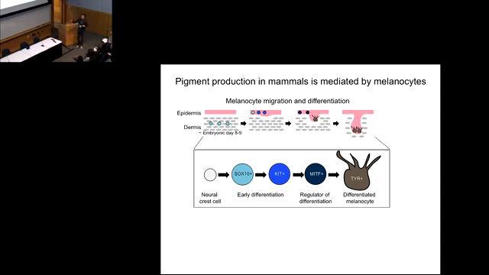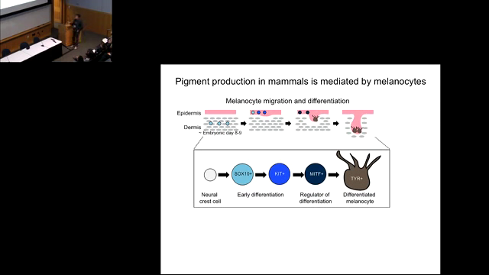Then they make their way into the dermis, which is one of the layers of the skin. Then they migrate into the epidermis, which is the other layer of the skin. And then they slowly start migrating into the developing hair follicle. Then they sit at the base of the hair follicle when they produce pigment. As this process occurs, melanocytes start differentiating, and they express different markers associated with the different levels of differentiation.